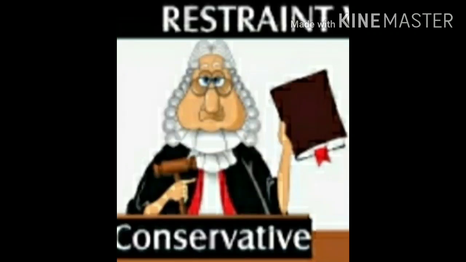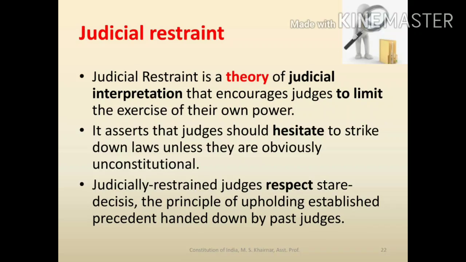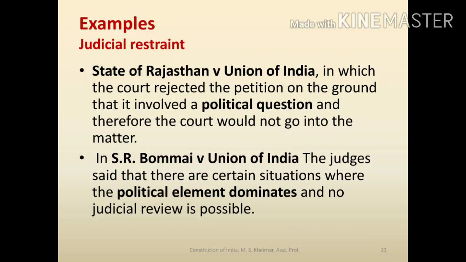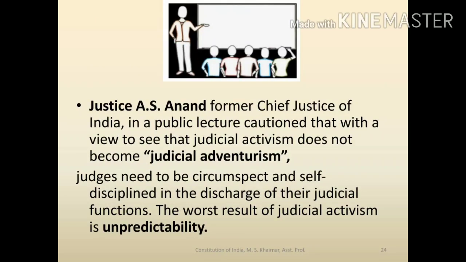This has developed the theory of judicial restraint, where judiciary and judges have to limit the exercise of their power. It was expected that judges shall respect other branches of the state. In many cases, the judiciary itself has promulgated this doctrine of judicial restraint. For example, in State of Rajasthan versus Union of India, the apex court rejected the petition on the ground that it involved a political question and therefore the court would not go into the matter. Another is S.R. Bommai's case, where judges observed that judicial review is not possible in situations where political elements are dominant.